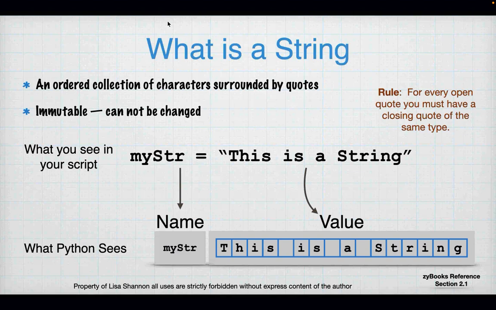So, something to remember. For every open quote, there must be a closing quote of the same type. You can create strings in Python with two different types of quotes, a single quote or a double quote. If you open a string with a single quote, you have to close it with a single quote. If you open it with a double quote, you have to close it with a double quote. It's called being balanced. You have to have them balanced.